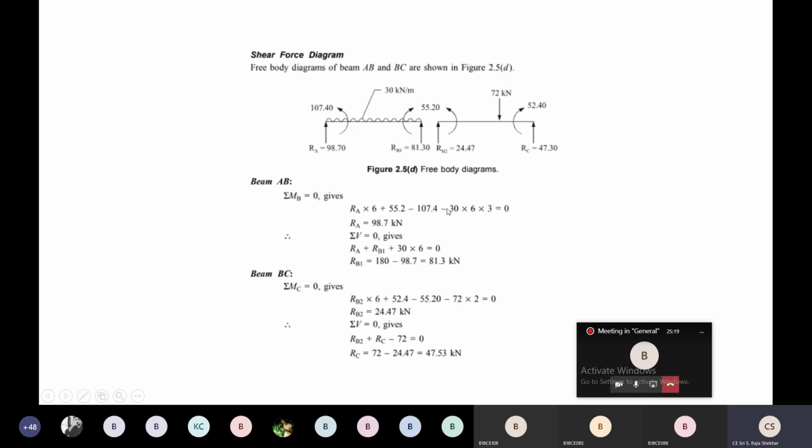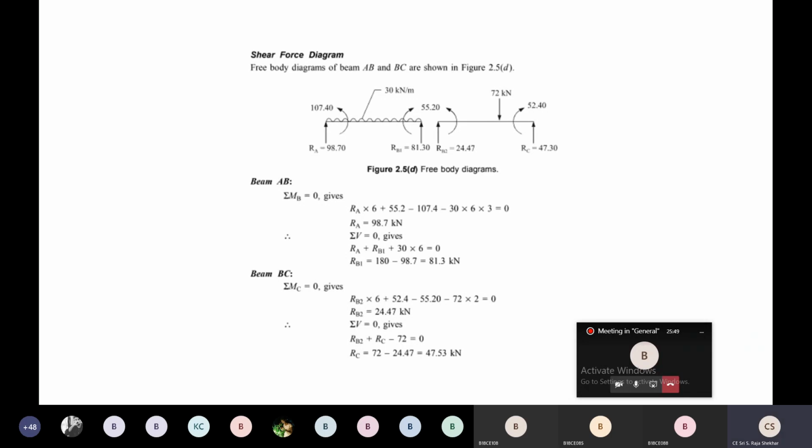I have written it here, and because of the applied load, the moment is also acting in the anti-clockwise direction. So you write the moment due to applied load, that is total load 30 into 6, acting at a distance of 3 meters from B, and equate to 0. You will get the RA value. RA value we are getting is 98.7 kilonewton.